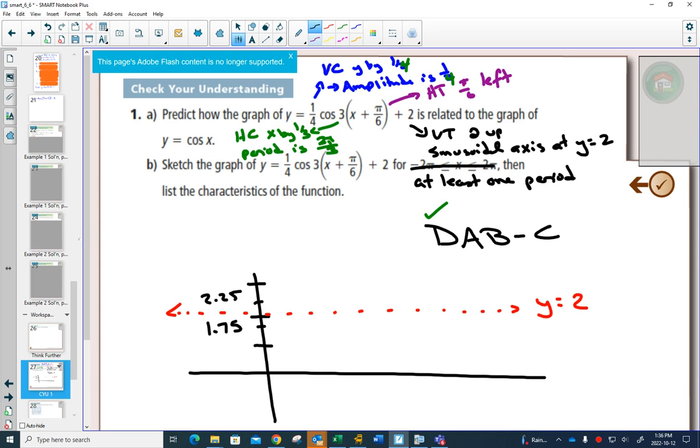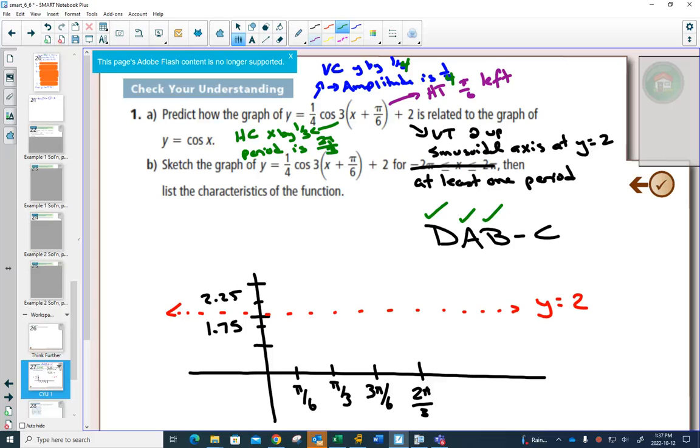Alright, sorry about that. So you're labeling your maximum and minimum, that's your A value. Your B value finds your period. We figured it out already to be 2 pi over 3. Mark 2 pi over 3 somewhere on your x-axis and divide it into 4 equal sections. So half of that would be pi over 3, half of that pi over 6. 3 of them would be 3 pi over 6. And that's the B value.